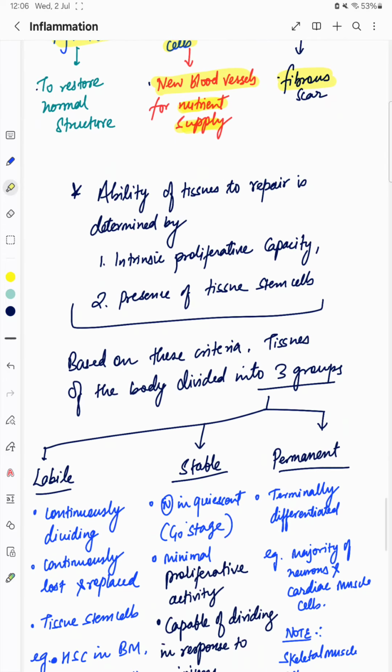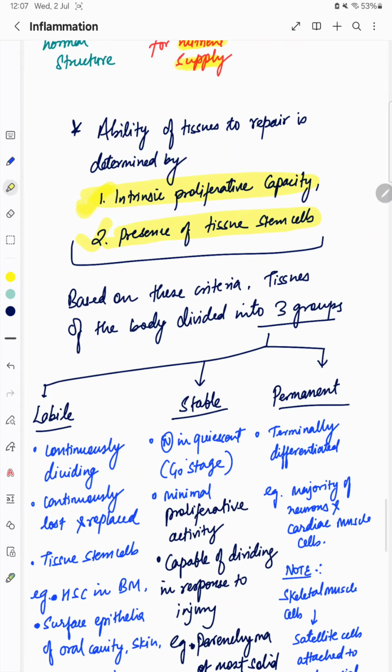The ability of a tissue to repair is determined by two factors. First is the intrinsic proliferative capacity of that tissue or cell, and second is the presence of tissue stem cells. So the ability of tissue to repair is determined by these two main things. Based on these two categories, tissues of the body are divided into three groups: labile tissue, stable tissue, and permanent tissue.